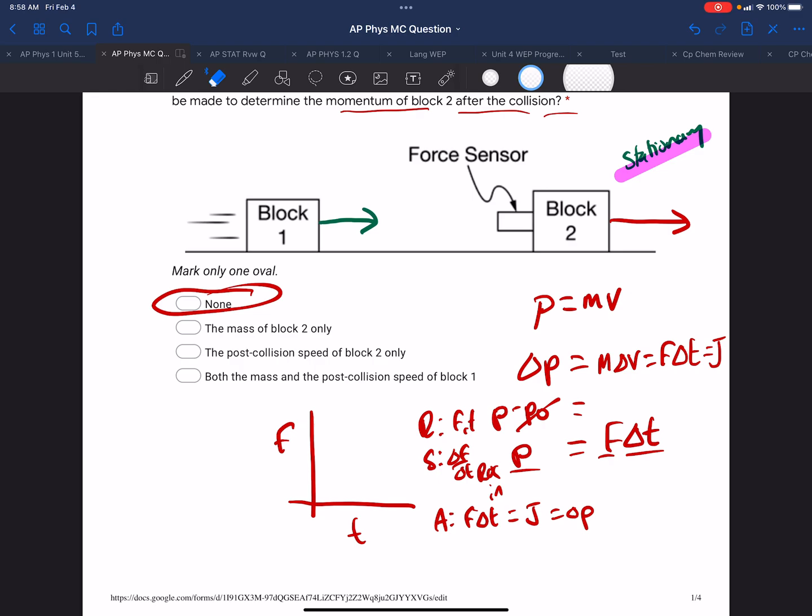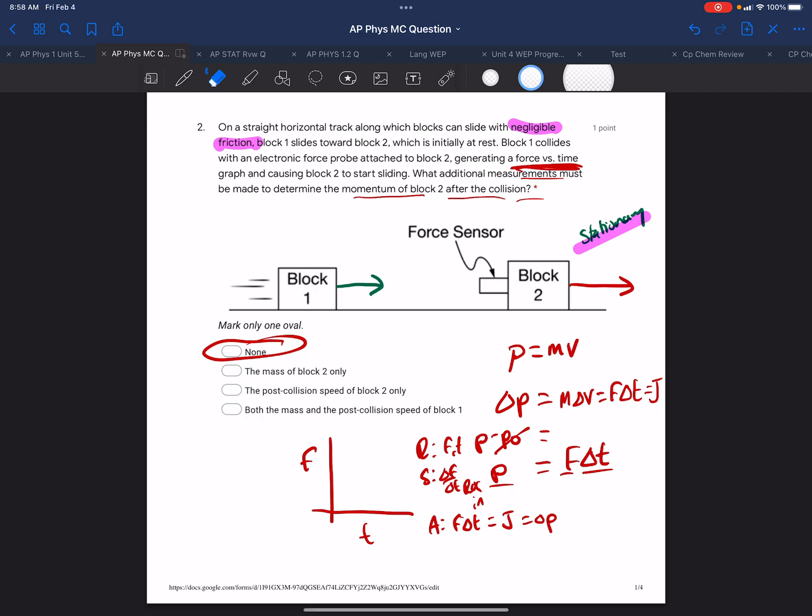So we don't need to know the mass of block 2, because if we needed to know the mass of block 2, we would need to know the mass of block 1 as well. The speed of block 2 only, no, because if we needed to know the speed, we would need both the mass and the post-collision speed.